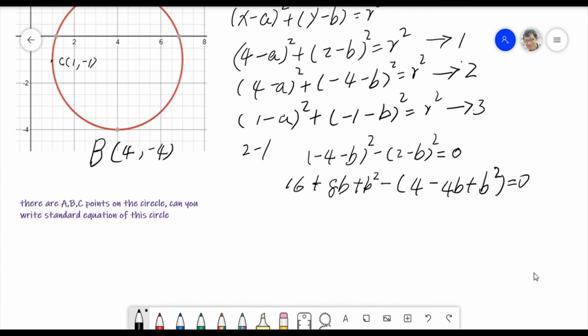So let's separate. 16 minus 4, so we can write it as 12, right? And 8b minus 4b, so it should be 4b left. Sorry, here is a negative sign. So 8b minus 4b is plus 12b, so here should be 12b, right? And b square minus b square is 0, right? So we can write 12b equals to negative 12, right? So b is equal to negative 1.